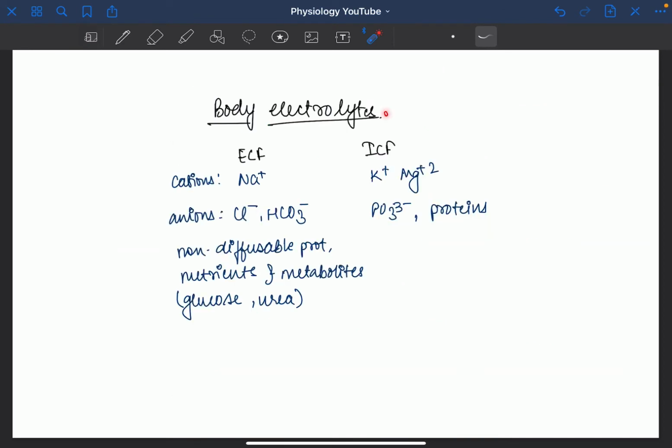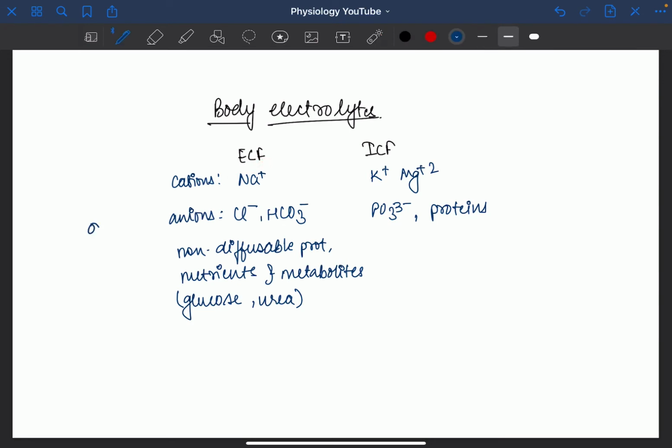The body electrolytes are present in different parts, that is, the extracellular fluid and intracellular fluid. The main cation in extracellular fluid is sodium, and in intracellular fluid it is potassium and magnesium. The anions are chloride and bicarbonate in extracellular fluid, and phosphate and proteins in intracellular fluid. The extracellular fluid surrounds the cell.